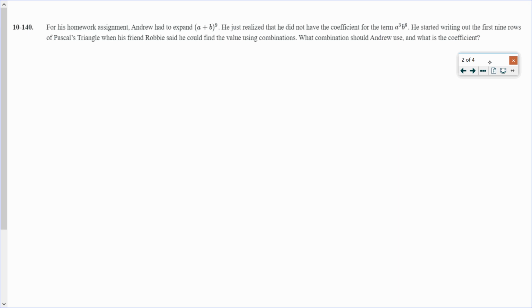So we're going to start with the example from 10-140, where Andrew has to expand (a + b) to the ninth. You know how to do that now with Pascal's triangle or combinations to find those coefficients, and then we just have the ascending or descending exponents for a and b. So he just realized that he didn't have the coefficient for a cubed b to the sixth. So he starts writing out the 9 rows of Pascal's triangle, 1, 1, 1, 2, 1, 1, 3, 3, 1, and that's going to take forever.